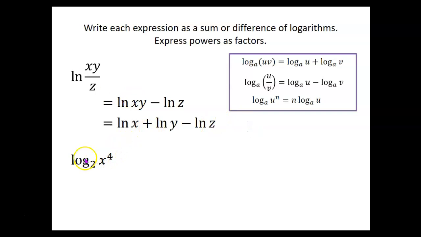Let's try another example. Start with log to the base 2 of x to the 4th power. Now this expression fits the pattern of one of these three things here. Do you see which one? Right, the third one. Log to the base 2 of x to the 4th power is equal to 4 times log to the base 2 of x. The log of something to a power is equal to the power times the log of the something.